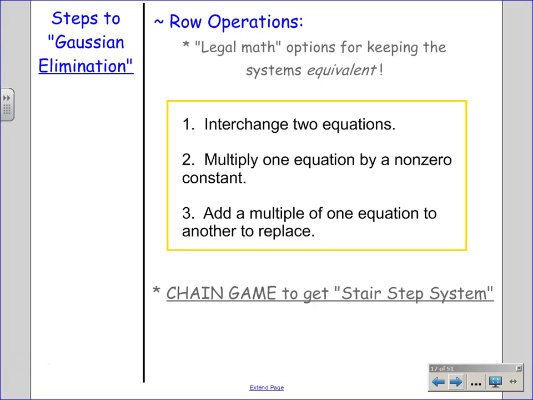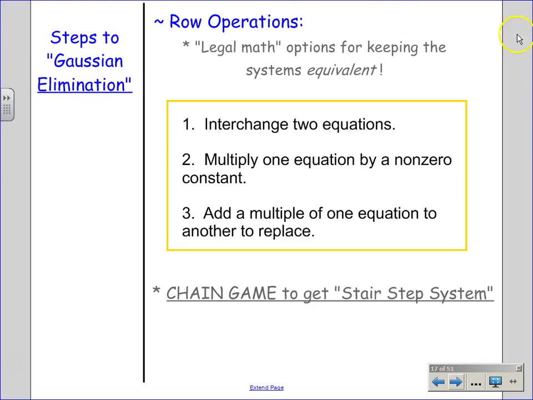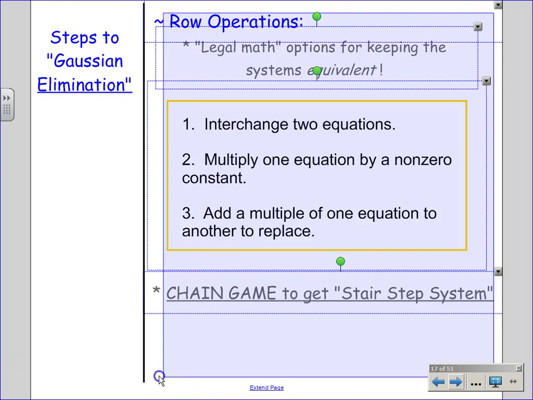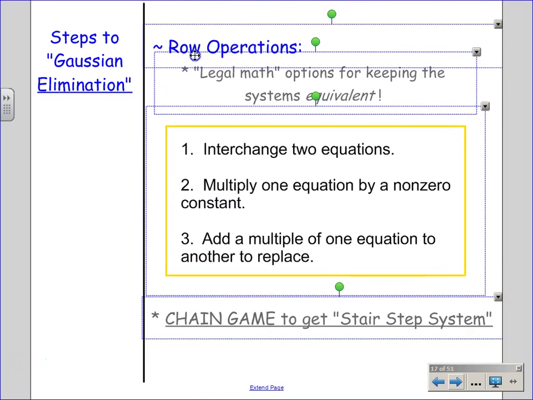What's going on? We have a lot of notes to take. We're going to be going pretty quickly. Here's something new called Gaussian elimination. Gauss was a mathematician a long time ago. Smart dude, did a lot of stuff, not just having to do with this.